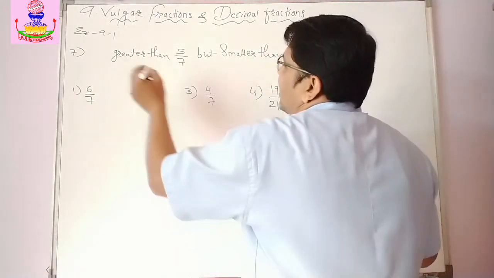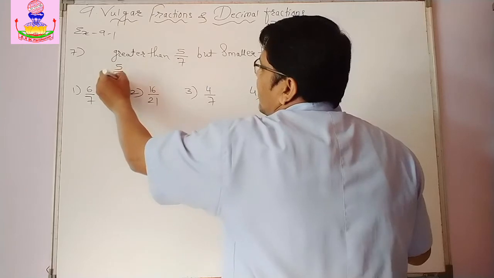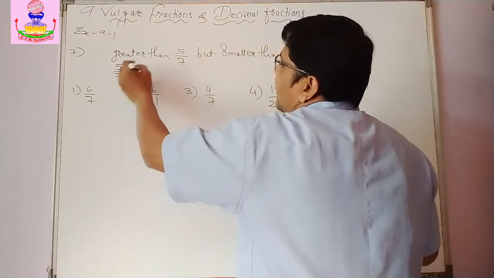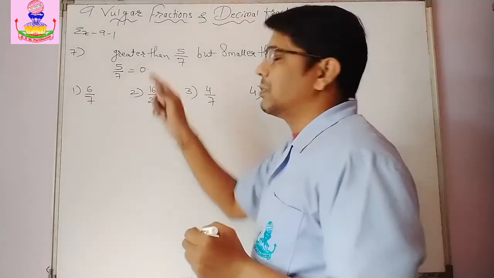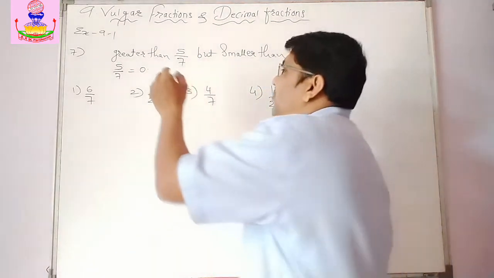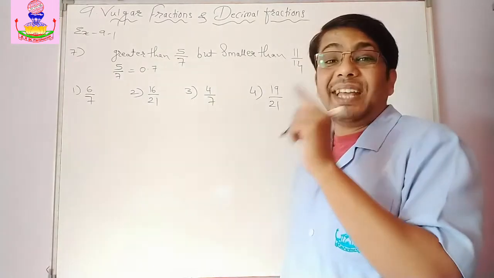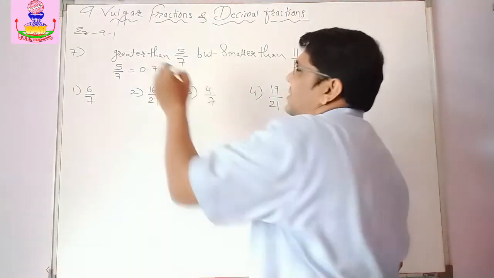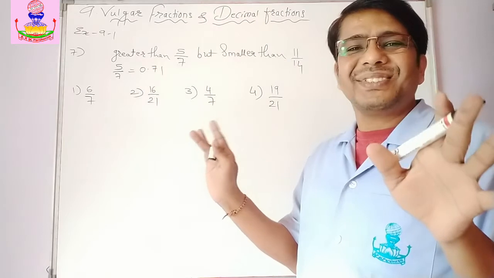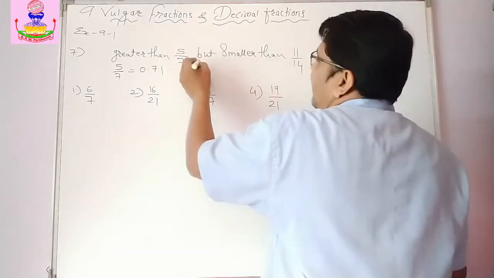So 5 upon 7, what can it be? I can write this as 0 point. So it becomes 50. 7 7s are 49, right? Remember 1. So 10. 7 1s are 7. Stop there. It's sufficient.